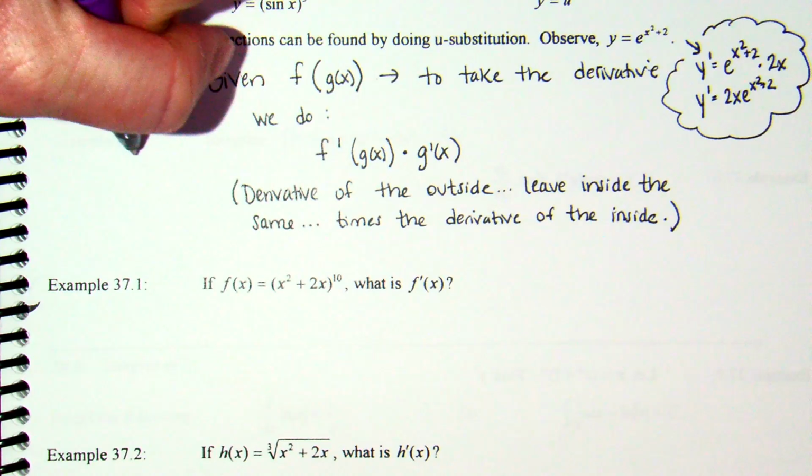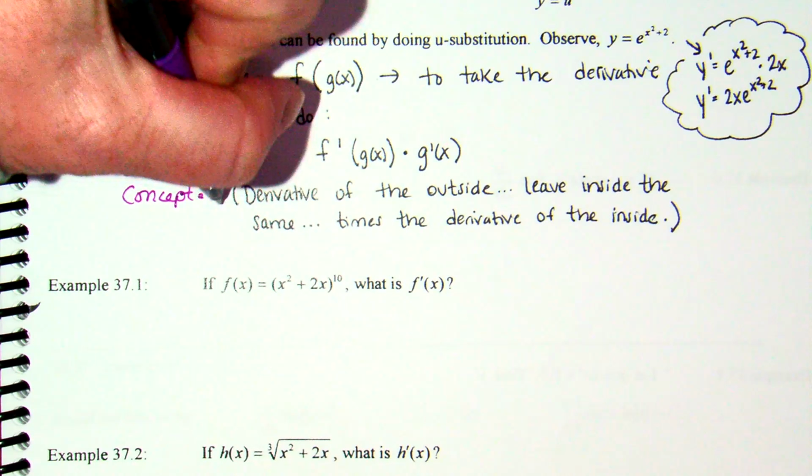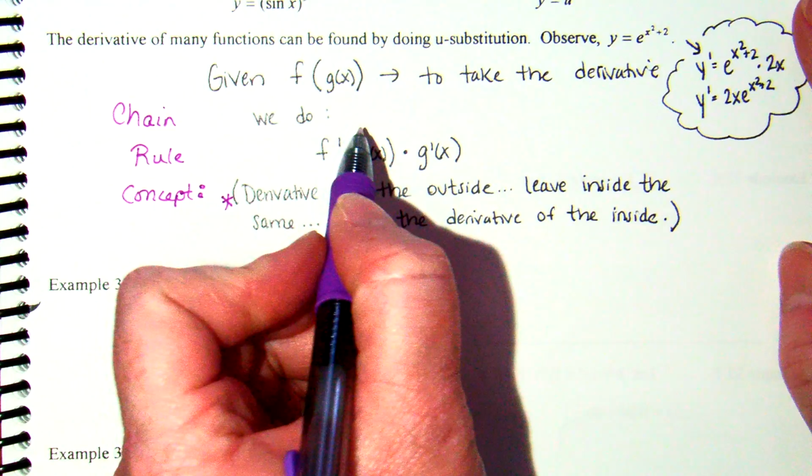The derivative of the inside, the derivative of that something. What's the derivative of something? In other words, the derivative of x squared plus 2x is 2x plus 2. Now, depending on your situation, you could possibly answer with this. This is an equivalent final answer.